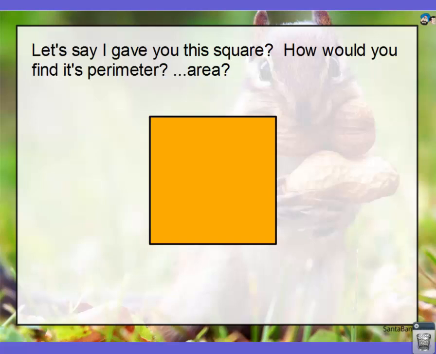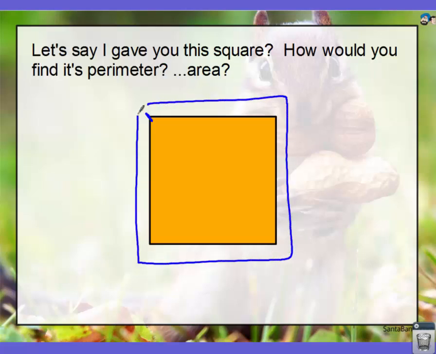So let's say I gave you this square. How would you find its perimeter? How would you find its area? Well, if we remember, perimeter is nothing but the distance around an object. So you pick a spot on the figure and you walk all the way around it. That is perimeter. So basically for perimeter, since it's a square, if I know one side, I can multiply that value by 4 and I can find the perimeter of this particular square.